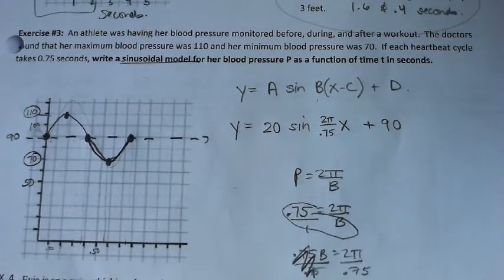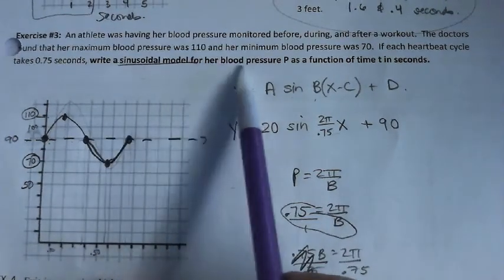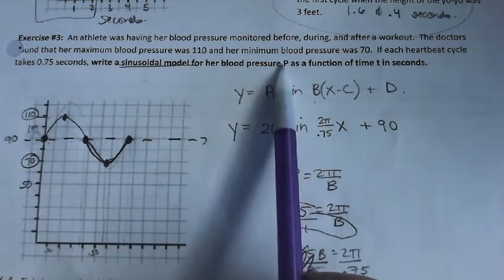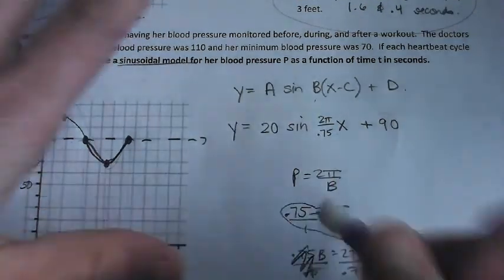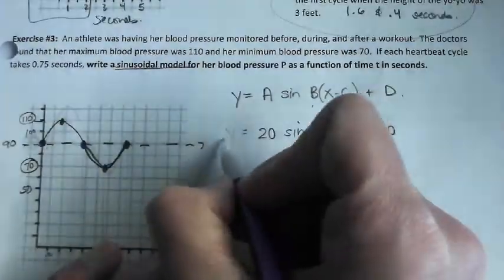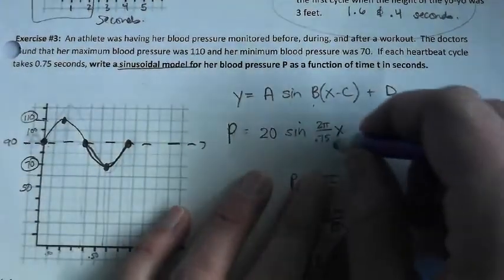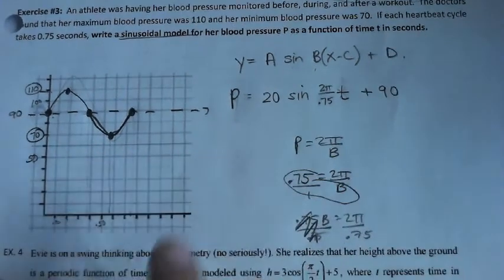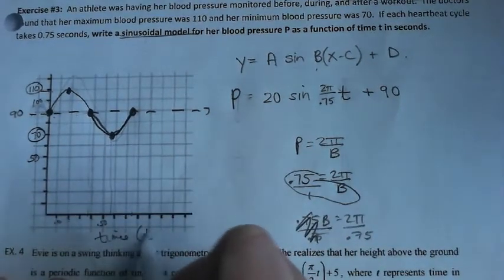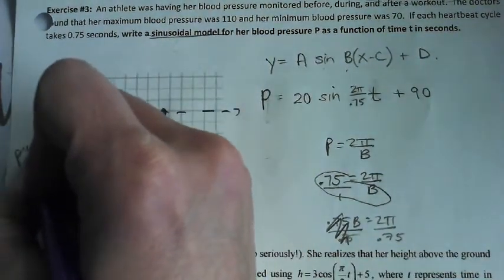Now, the only thing I did wrong, which is something to be very careful of, is in a very unfortunate spot where we have to take off points. I really don't love it when the word problems do this, but they often do, where they tell you to write a sinusoidal model for her blood pressure, P. So they're identifying the variables you should be using. Not X and Y like I just used. The blood pressure, P, so the Y is a P, as a function of time, T, in seconds. So your X is really T. And then when you're graphing, label the x-axis, of course, time, and that's T. The y-axis is the blood pressure, and that's P.